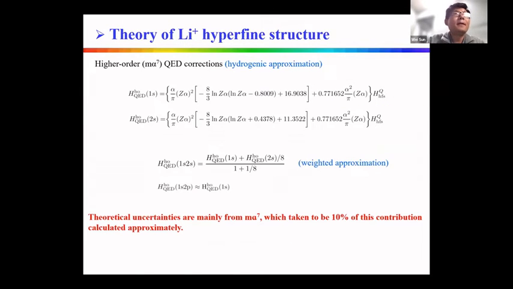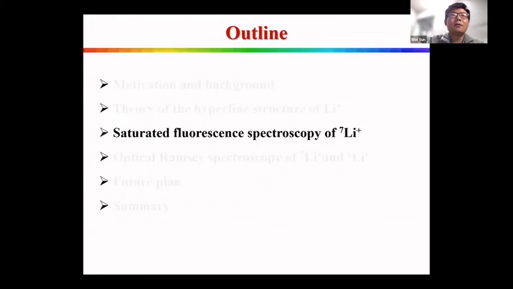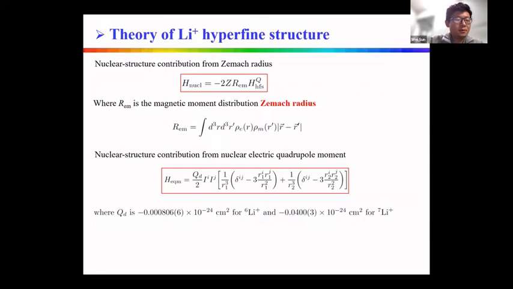So one contribution comes from the magnetic moment distribution of the nucleus, which features as the Zemach radius, R_EM. And it can be expressed by this equation. The other contribution comes from the nuclear electric quadrupole moment, and here is this expression.